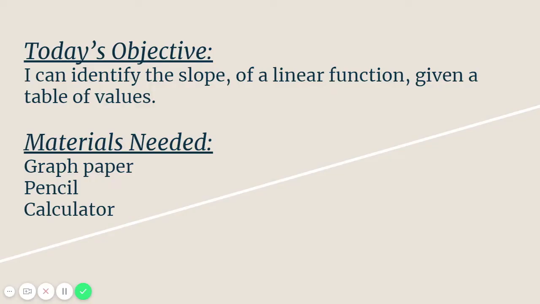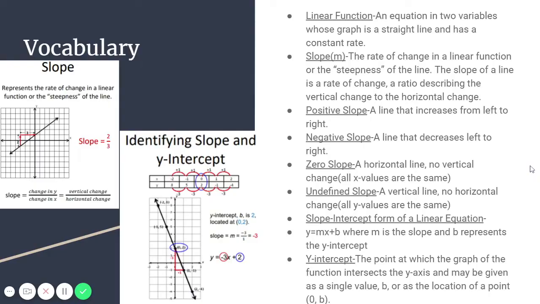Today's objective: I can identify the slope of a linear function given a table of values. Materials needed are graph paper, pencil, and calculator. Important vocabulary terms that we will go over for this week are as follows: linear function, slope, positive slope, negative slope, zero slope, undefined slope, the slope-intercept form of a linear equation, and y-intercept.